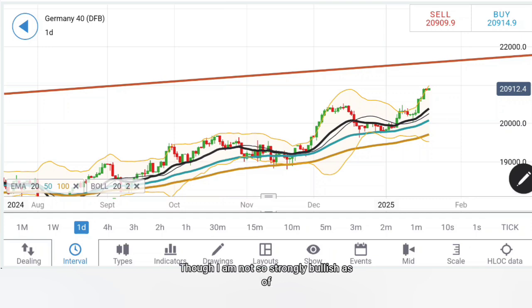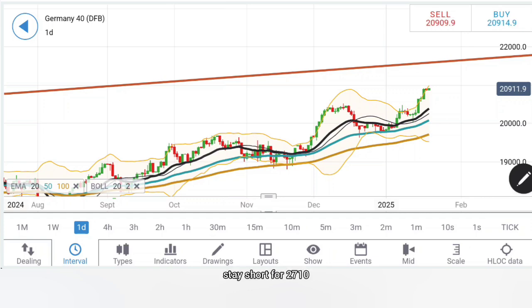Though I'm not so strongly bullish as of now for Germany 40 today. It can possibly show a slight retracement or stay in zone or show you swings. So this is what is my expectation. On the downside, you can sell here at 2860 levels, expected to move towards 2800, 2820, 790 as the first target levels, and then below that 2750.